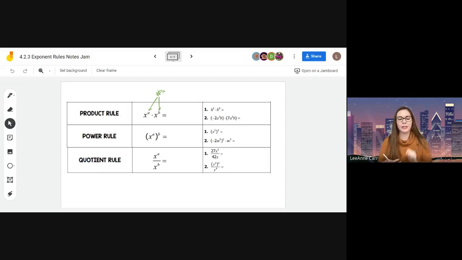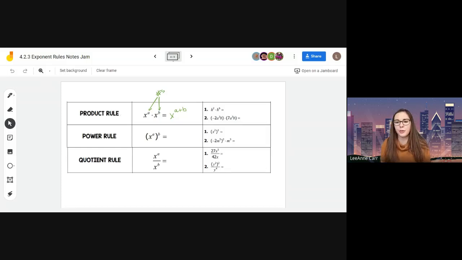Okay, now our product rule says that if we are taking two terms with the same base and they have exponents, what we do with those exponents is that we add them. Which is a little bit counterintuitive because we see that multiplication sign in the middle and our brains go, ooh, multiply. But with our exponents, we actually want to add. The base will stay the same though.